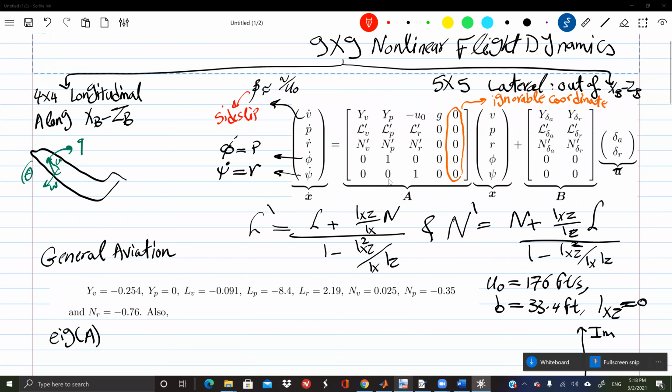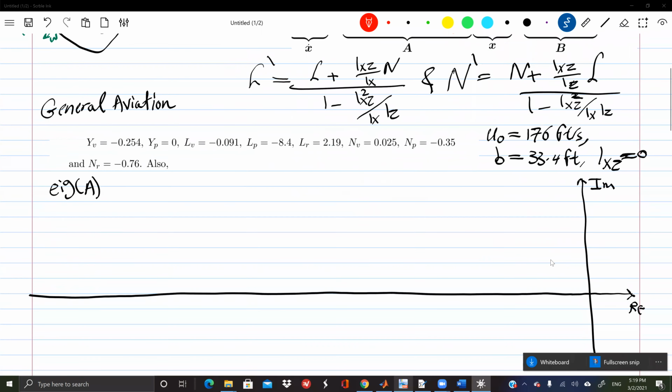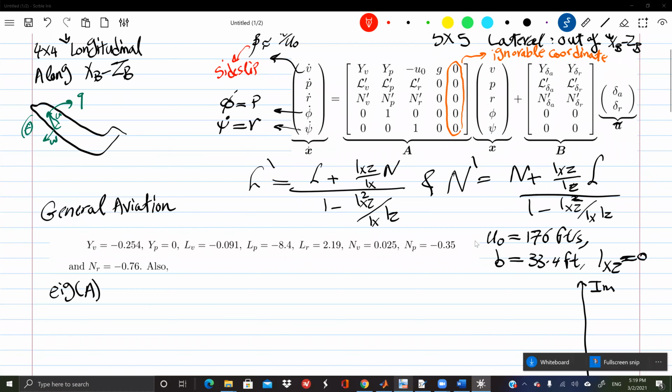I had a quick question, Professor. Maybe it's jumping a little bit ahead, but I know you say that for the ignorable coordinates, the pole at the imaginary axis will cause nothing to happen, right? Like if it gets a perturbation, it'll stay exactly where it is. Very good, yes, exactly. So my question is, what's the difference between that and marginally stable? Because I think this is marginally stable.